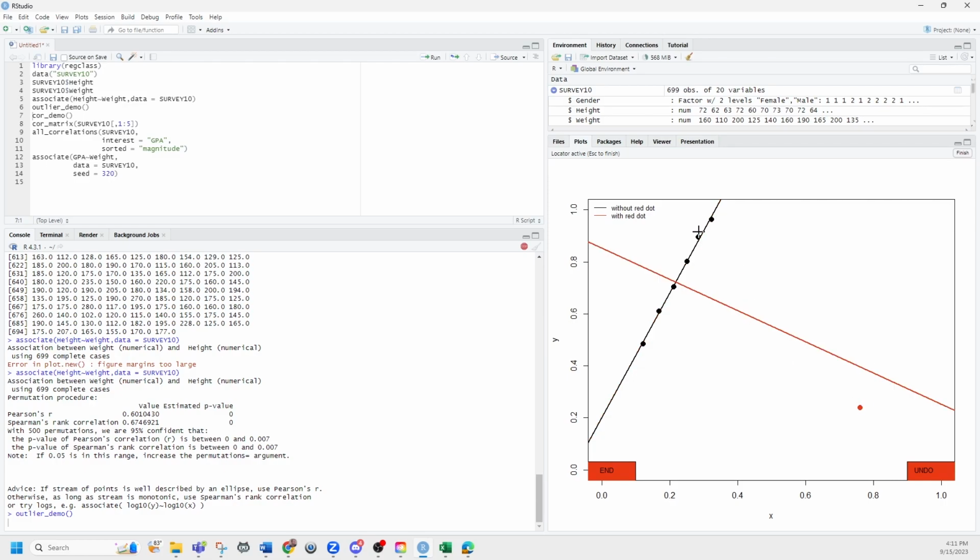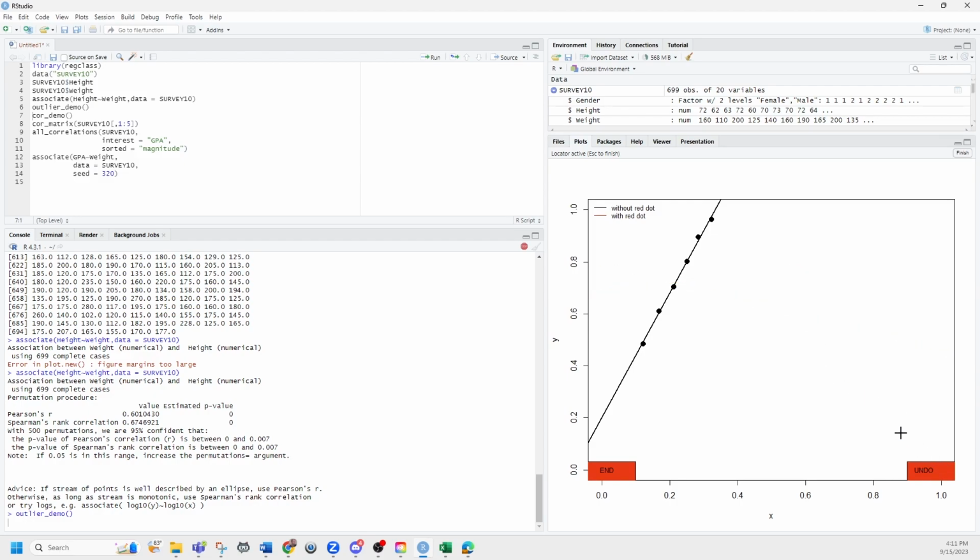So the black line right here is going through the black dots, and then the red line right here incorporates the red dot as part of the relationship. Notice how this only pulls it down a bit. The further away a point is, the more kind of gravitational pull it has, or more leverage in some instances, to pull the line down towards it.